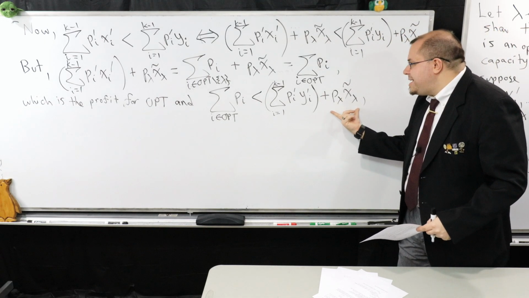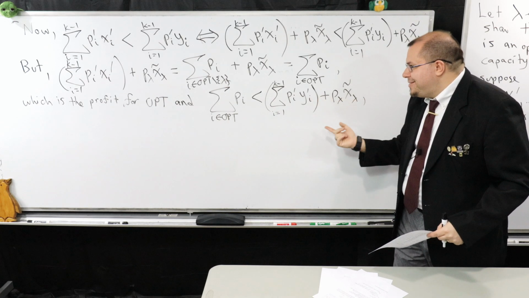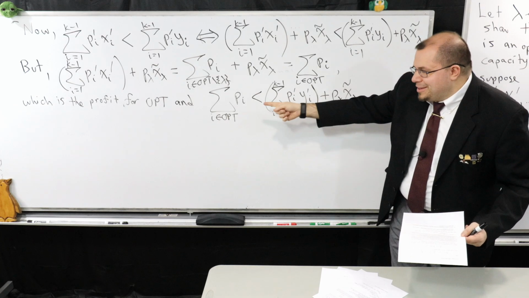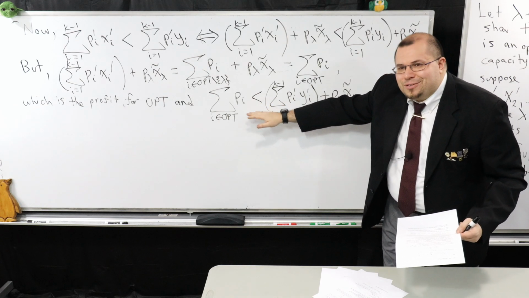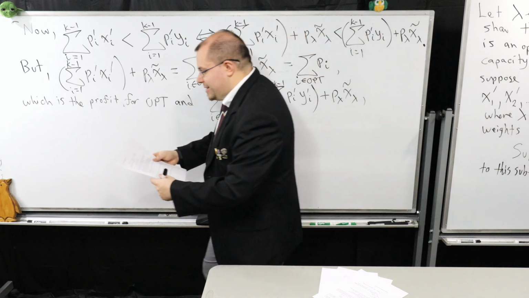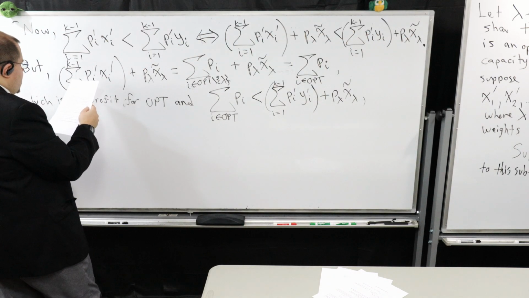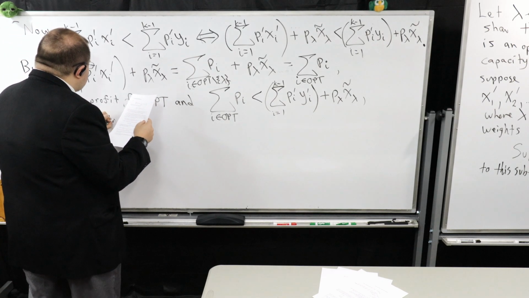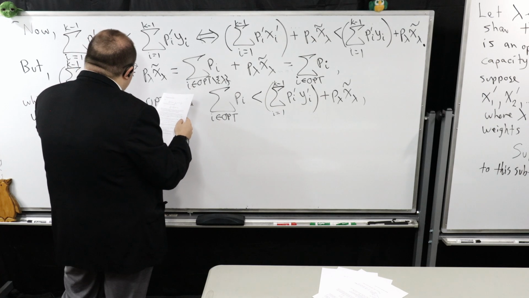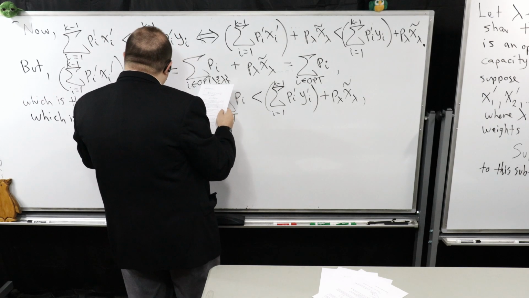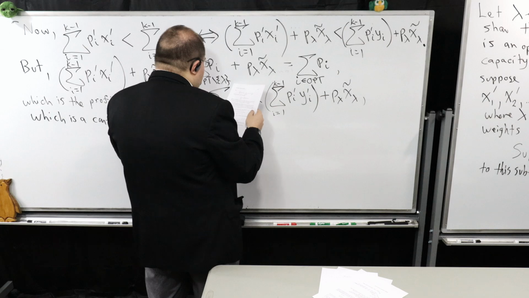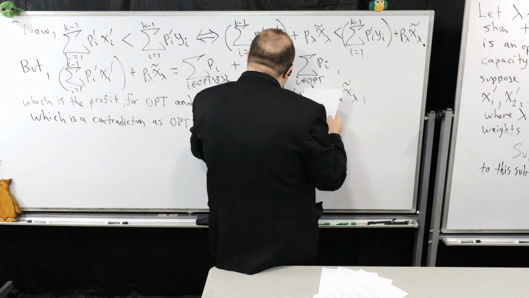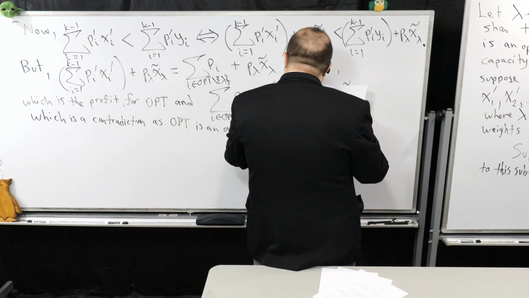But if I try to paste it here, well, okay, so what is this? Well, that clearly can't be better than that, right? Notice the strict inequality here. This is nonsense, right? Which is a contradiction. As opt is an optimal solution with k items.